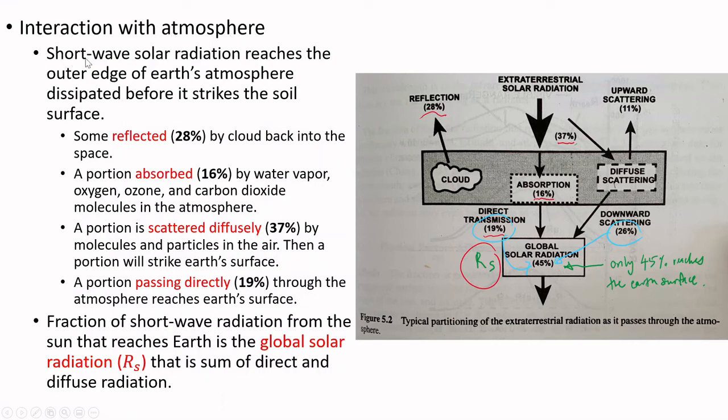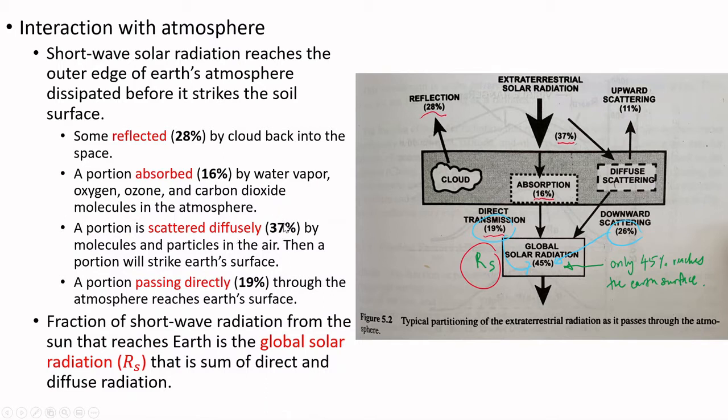Interaction with atmosphere. The solar radiation coming from the sun is in the form of shortwave. The shortwave solar radiation reaches the outer edge of Earth atmosphere and is dissipated before it strikes the soil surface. The extraterrestrial solar radiation coming in, about 28% gets reflected by cloud back into space. A portion, 16%, is absorbed by water vapor, oxygen, ozone, and carbon dioxide molecules in the atmosphere.